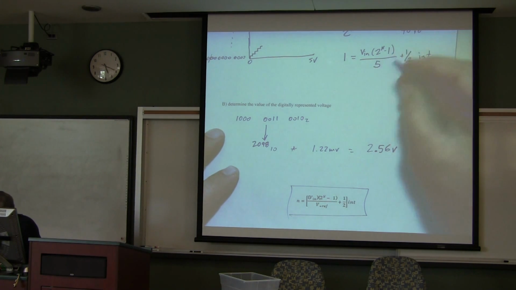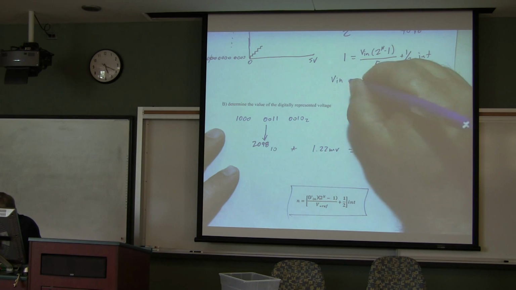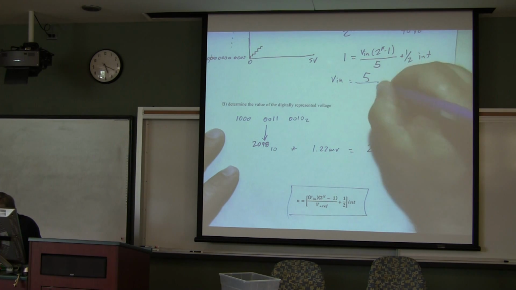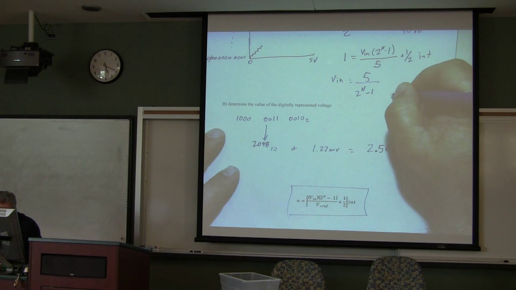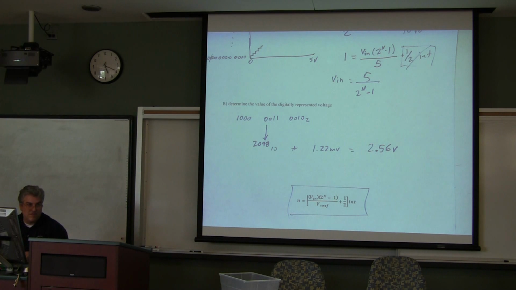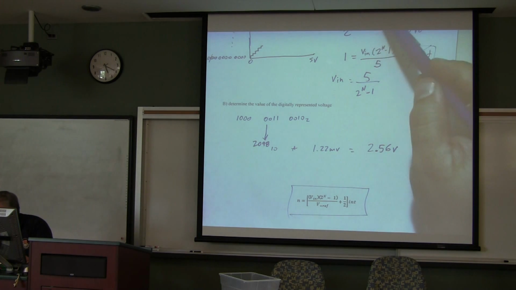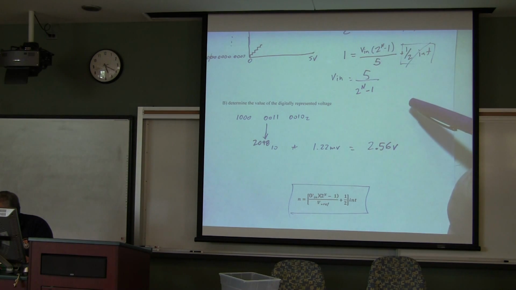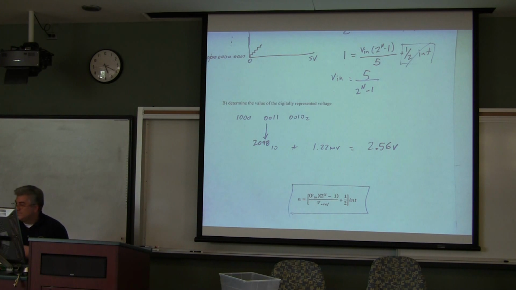This is the same as V in is equal to 5 over 2 to the n minus 1, and this minus 0.5 dropped out. And what do you know? That's what I said up here, right? 5 volts over 2 to the 12th. Was that easy? It is now.